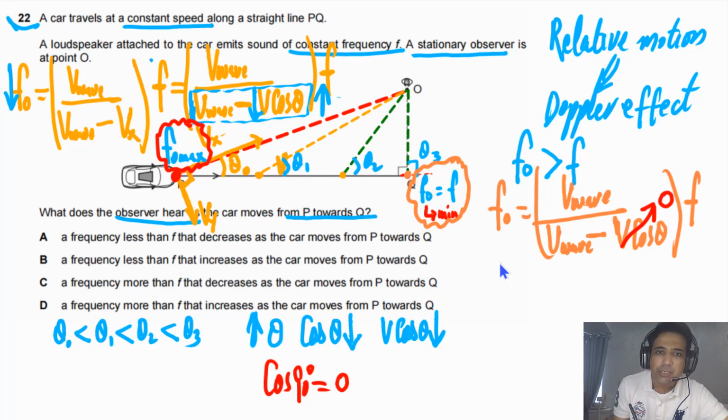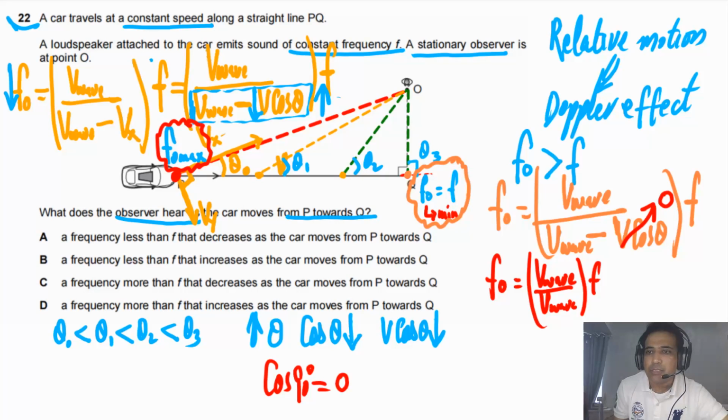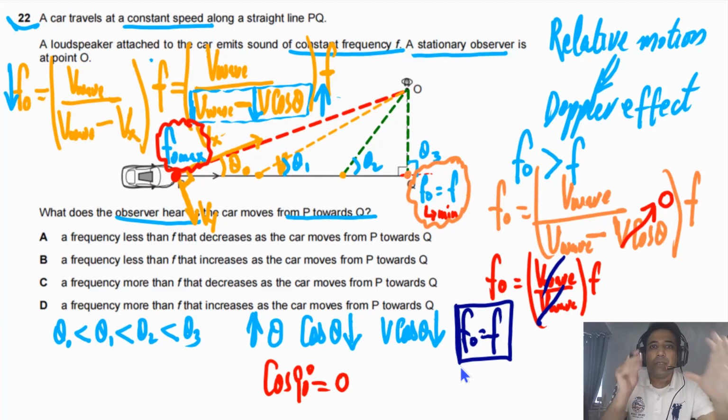Now you can see from here that f naught is simply equal to V, the speed of sound, divided by the speed of sound, multiplied by f. In this case they cancel. So we get f naught equal to f, a beautiful point. This is simply telling us that if there is no relative motion between source and observer, there is no Doppler effect.